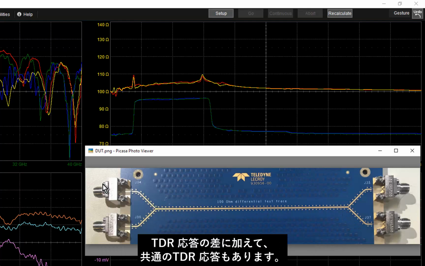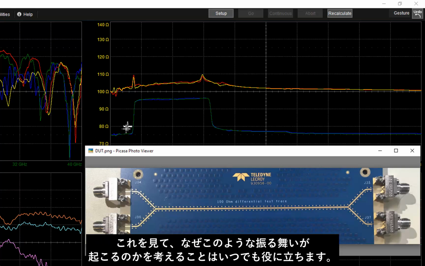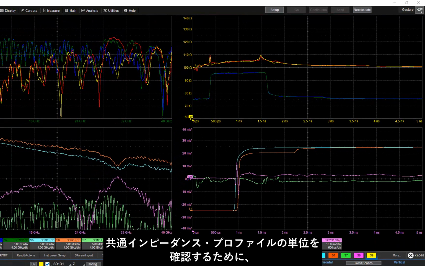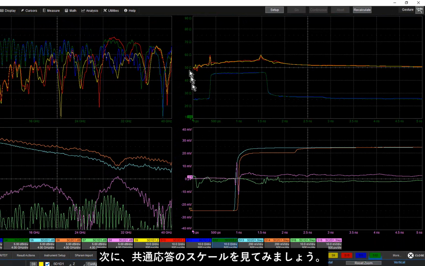In addition to the differential TDR response, we also have the common TDR response. This isn't nearly as important as the differential response, but it's free. It's always useful taking a look at it and thinking about why we see that sort of behavior. In order to look at the units for the common impedance profile, I'm going to click on the SCC21 display, and now we're looking at the scale for the common response.